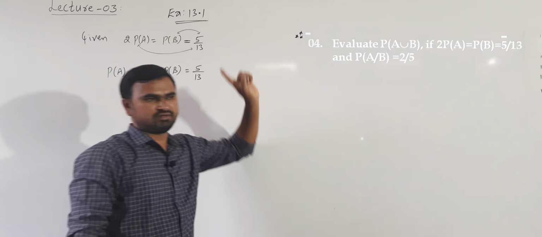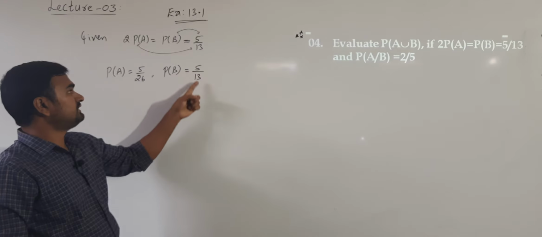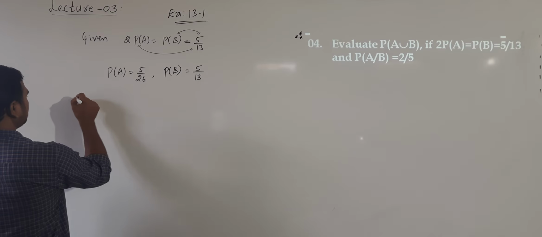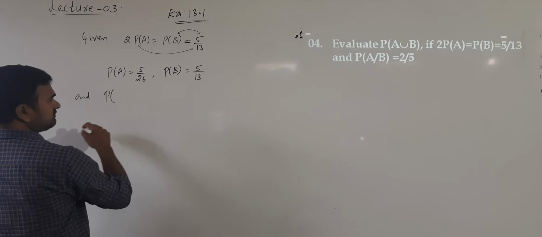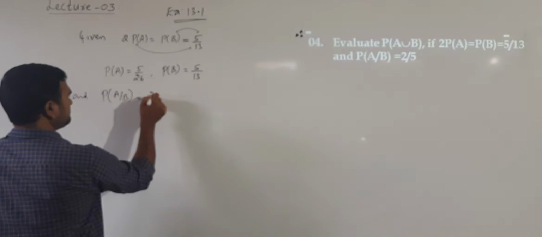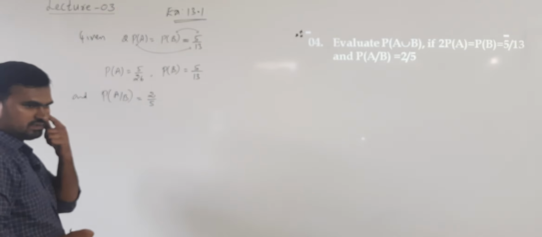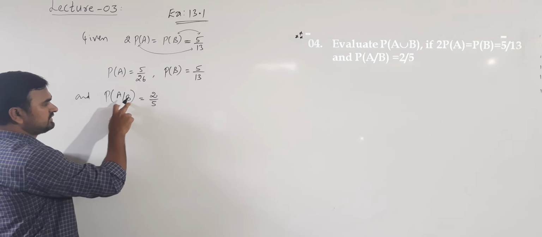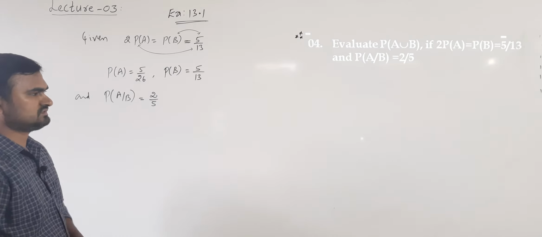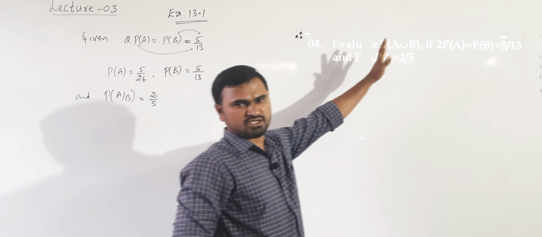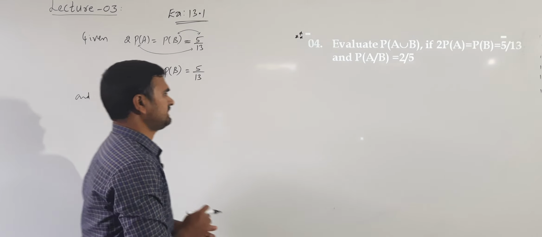Okay, 3 equalities are given. So equating these two we get P of B, and equating these two I will get P of A. So P of A and P of B are known, and given that probability of A given B is 2 by 5, right? So by expanding P of A given B by conditional probability, we can find P of A intersection B. Once we know P of A intersection B, P of A and P of B, can we find P of A union B using the formula, right?